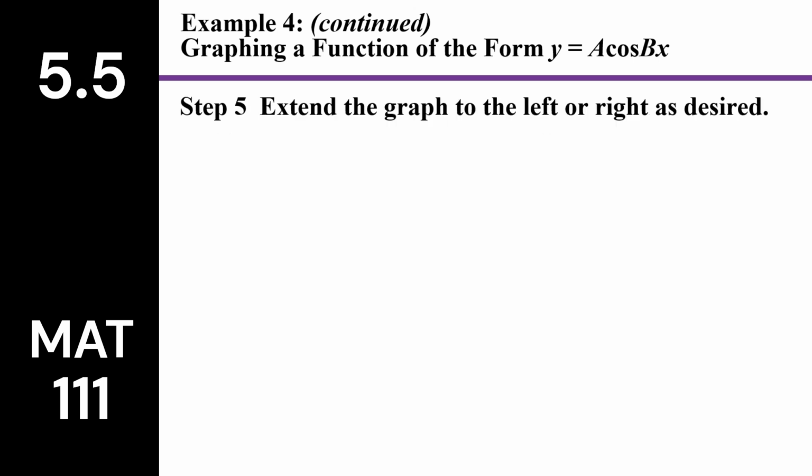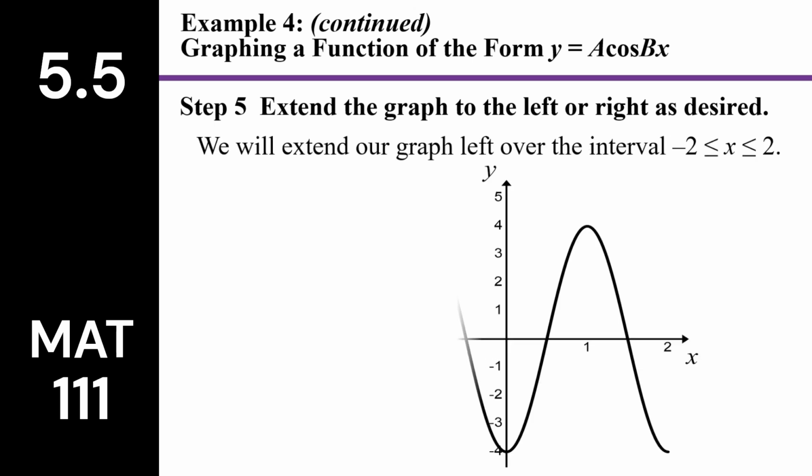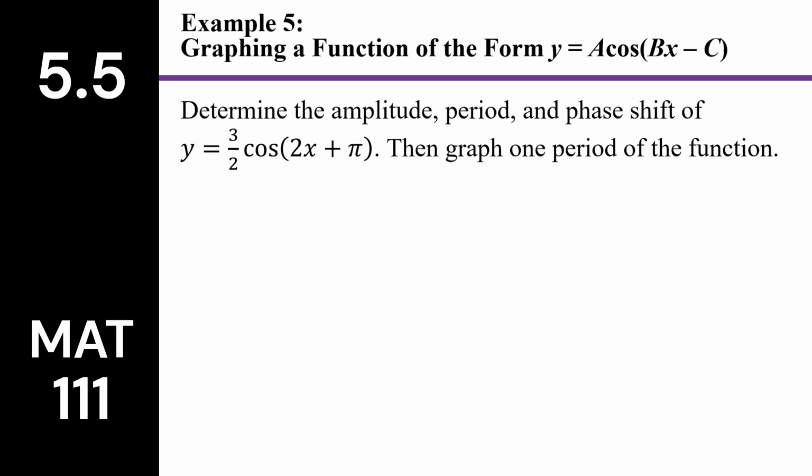Finally, they asked us to extend the graph to the left or right as desired, and we were told to go from -2 to 2. So we'll take our graph and extend it all the way to -2. Cosine also has the same formula for phase shift, c over b, so let's look at an example. We're asked to determine the amplitude, period, and phase shift of this function, and then graph one period.